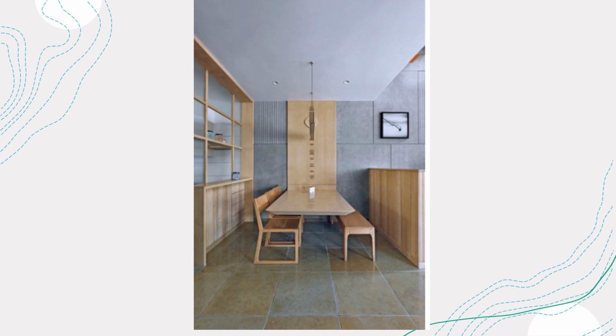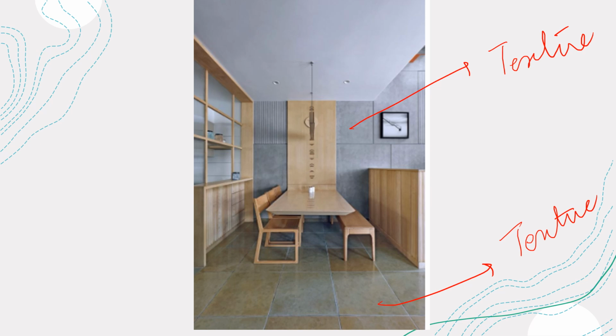In this image, I can also see asymmetrical balance because there is a symmetry. Along with the color palette on the wall, I can see texture, and on the floor also texture can be seen. These shelves are repetitive because they are repeating again and again.